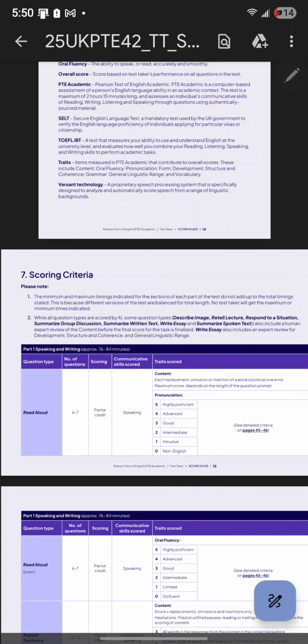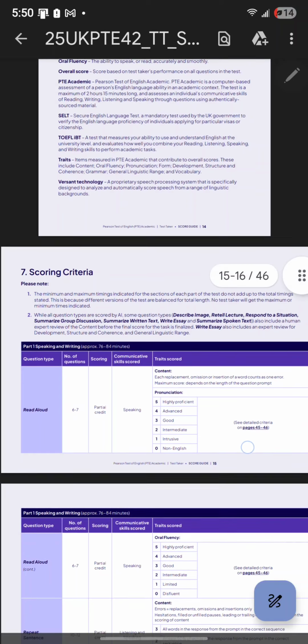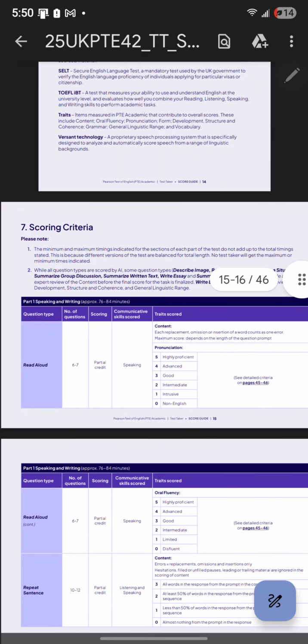So just go on. The minimum and maximum timings indicated for the sections of each part of the test do not add up to the total timing stated, because different versions of the test are balanced for total length. No test taker will get the maximum or minimum times indicated.